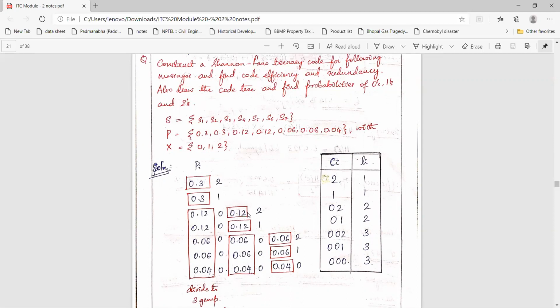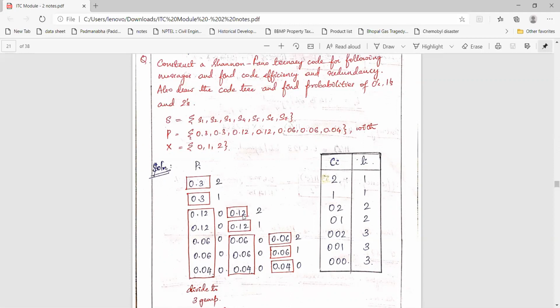So again, I should go for subgrouping. I have 0.12, 0.12, 0.06, 0.06, and 0.04. Here no further subgrouping is possible as there is only one element in subgroup 1, and similarly in subgroup 2 there is only one element, that is 0.3. There is no further subgrouping possible over here, so I will leave it as it is. What I can divide into subgroups is subgroup 3, so I'll consider that.